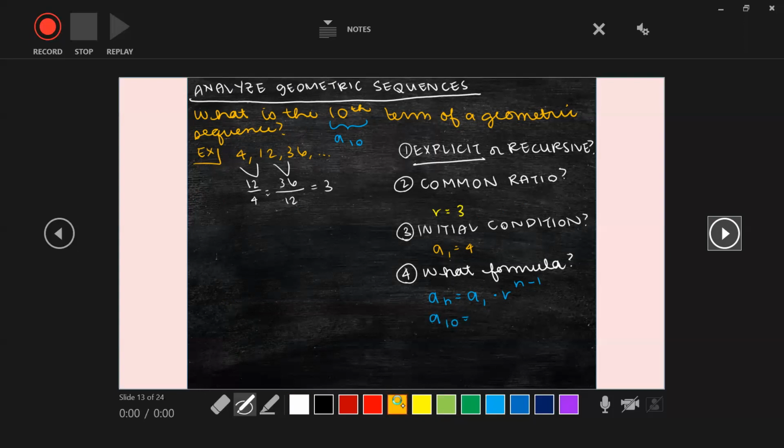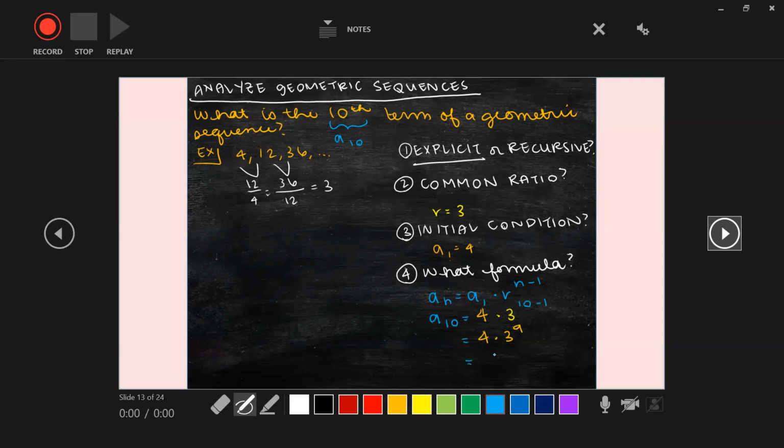We already identified what our initial condition was, a sub 1, and that was going to be 4. We're multiplying that by r, and we decided that r was 3. Now, what is my n? 10. Very good. So I have 10 minus 1. Anyone that has a calculator, if you want to toss that in, we have 4 times 3 raised to the 9th.